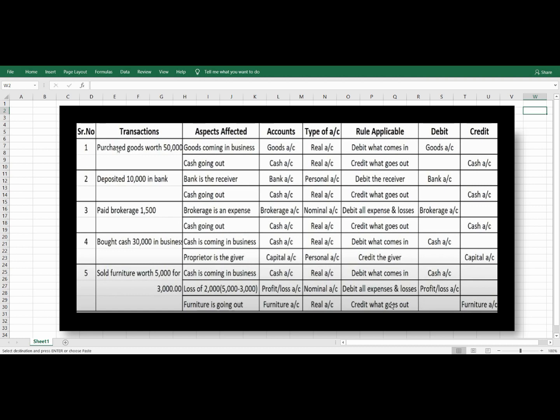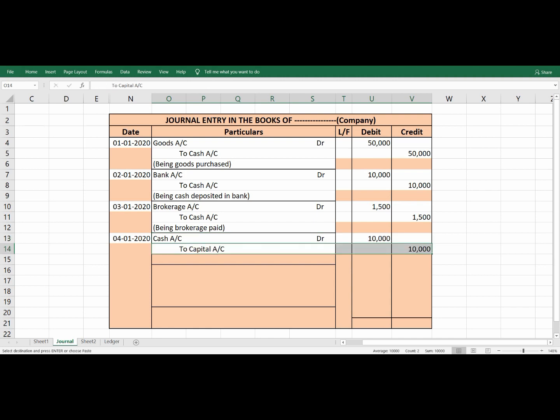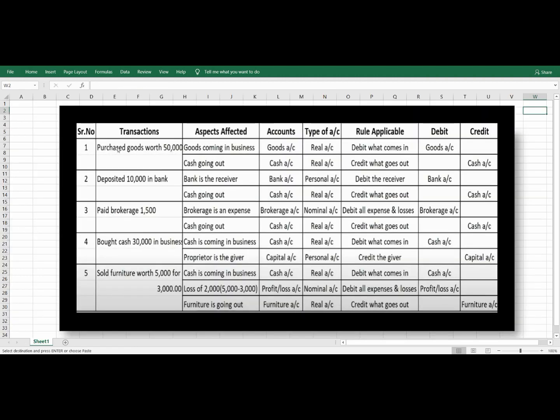Now let's see the entry for this. First will be date. Cash account debited 10,000 to capital account credited 10,000, and narration being capital brought in business. Now let's see the last and important transaction.